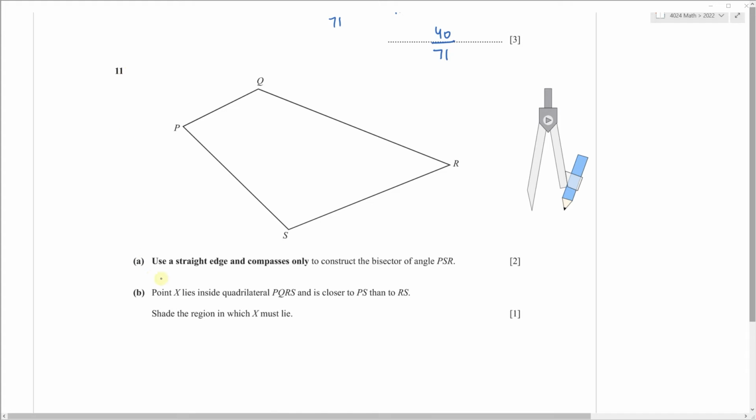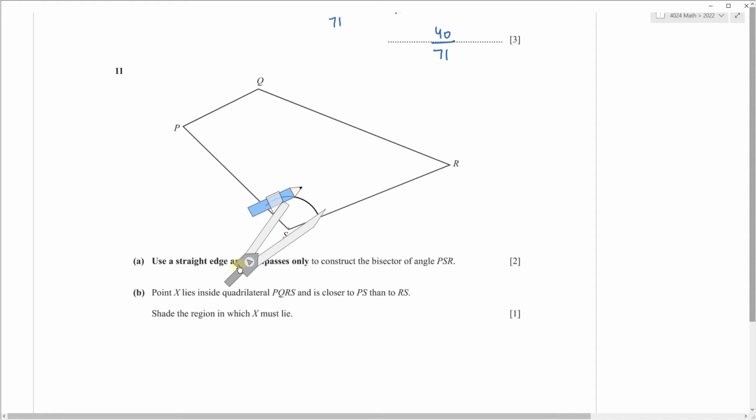Question number 11, part A. Use a straight edge and compass only to construct the bisector of angle PSR. So this is your angle PSR, and then you have to construct the angle bisector. So I'll use my compass here, center it at point S, and then draw the arc from the two lines that make the angle, in this case SR and PS. So this will be my arc.